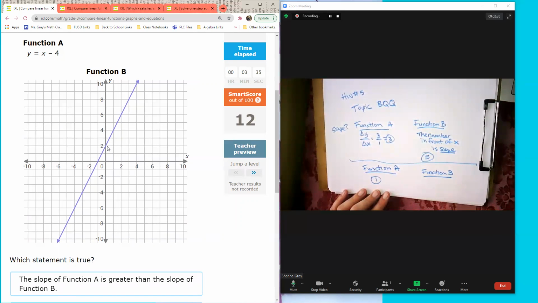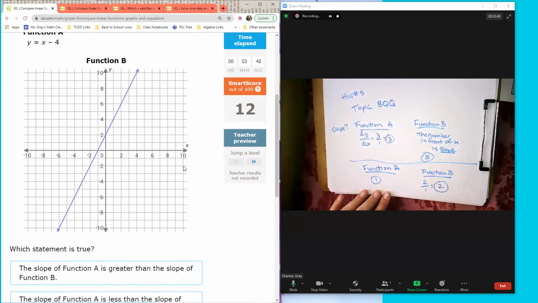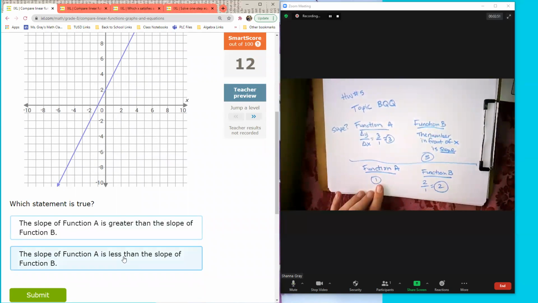if I'm looking at this graph, again, I'm starting here, let's say at 2, and then I want to get to this point over here. So I have to go up 2 over 1. So 2 over 1 is 2. So again, is A bigger or smaller? Which is smaller.